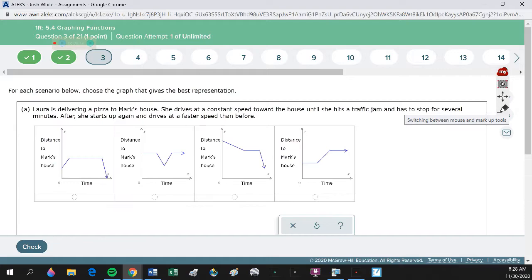Number 3. Laura is delivering a pizza to Mark's house. She drives at a constant speed toward the house until she hits a traffic jam and has to stop for several minutes. After she starts up again, she drives at a faster speed than before. So she's going to get closer to Mark's house, and then she's going to stop, and then she's going to drive even faster to get to Mark's house.